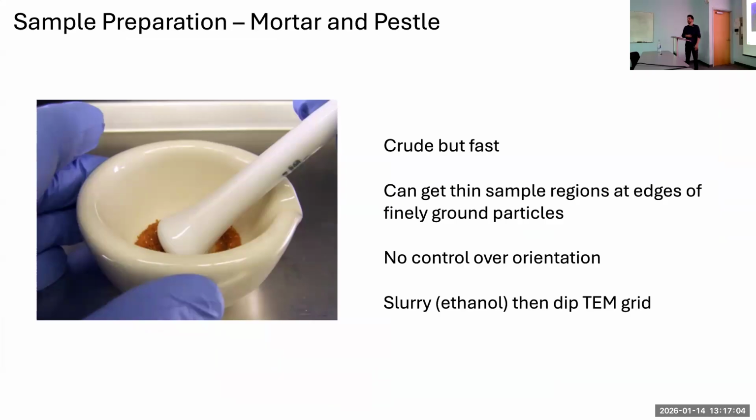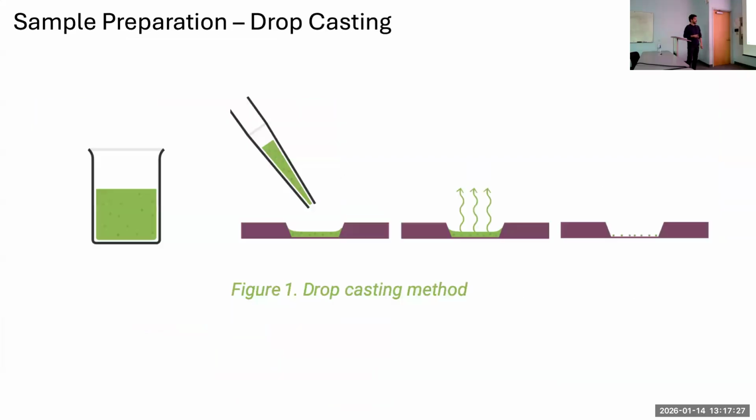The simplest method, you can just grind a sample that you have. And if you grind it finely enough, the edges of the grains might have thin regions that can be imaged. But of course, this has no control over orientation. It's a rather crude method, but if you're curious about some aspects of your sample, this is a quick and easy method to prepare your samples. In some cases, you might be looking at things that are already small, like nanoparticles or colloidal nanoparticles in some sort of solution. In this case, all you have to do is drop cast. You deposit a small amount of liquid or solution and let it dry up, and then you end up with small, thin samples.